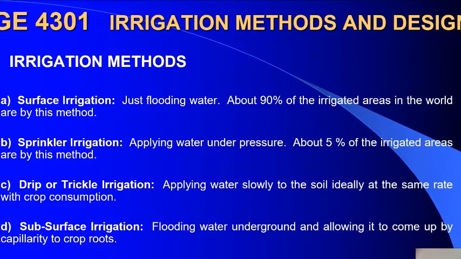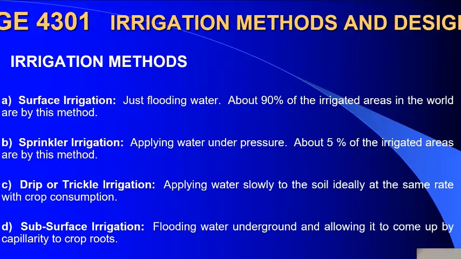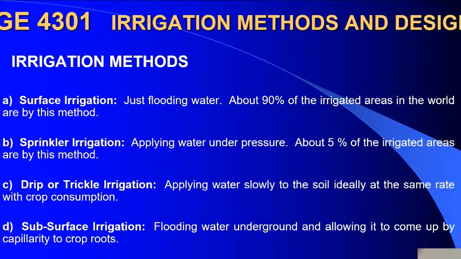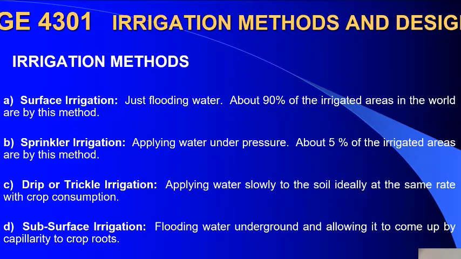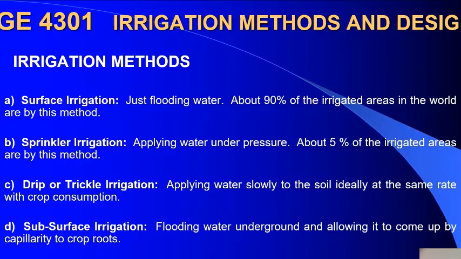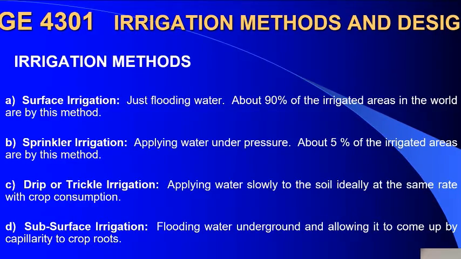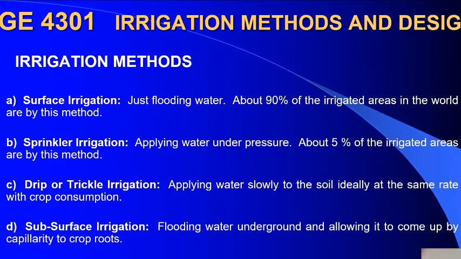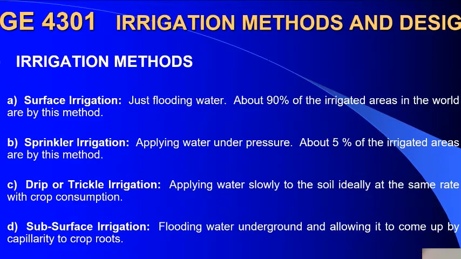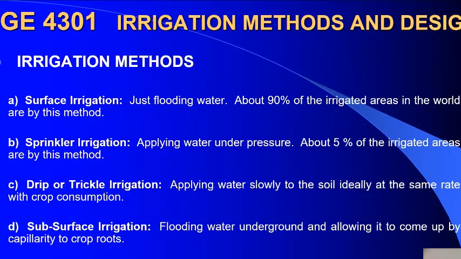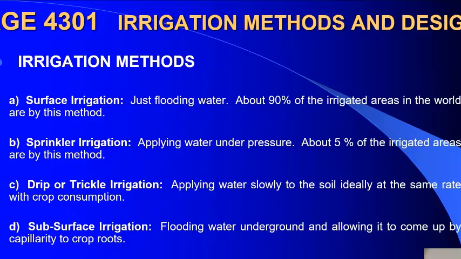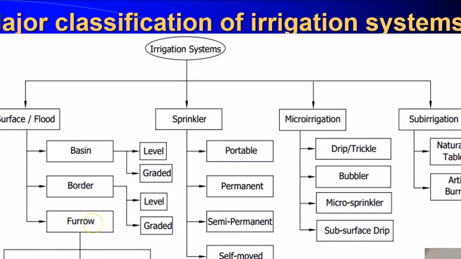Now, subsurface irrigation. This is flooding water underground and allowing it to come up by capillary action to the crop roots. This is not very common, but it is applied in places where residual moisture exists, or where the groundwater table comes close to the surface.